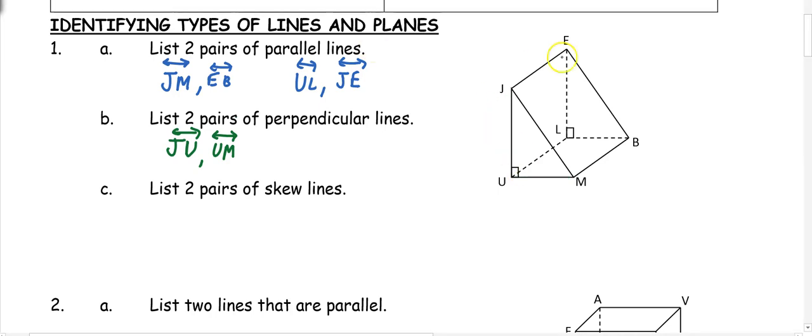Another example that's a little less obvious is if you look at the front of my prism, I have this rectangle shape. If it's a rectangle face, that means it has to have right angles. So another thing that could be perpendicular could be JE and JM.